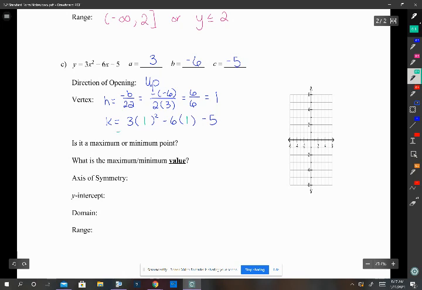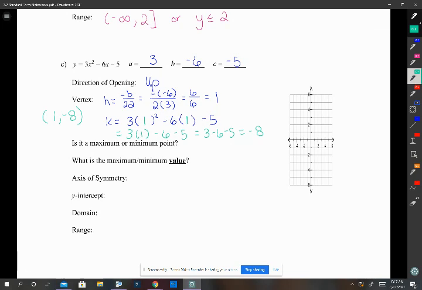And then I'm just going to do the math. And you guys can put it in the calculator if you want to. This is 3 times 1. -6 times 1 is -6 minus 5. And so really you have 3 minus 6 minus 5. And so 3 minus 6 is -3 minus 5 is -8. Again, you could plug it into the calculator at this point and get your points. So my vertex point is going to be 1, -8.